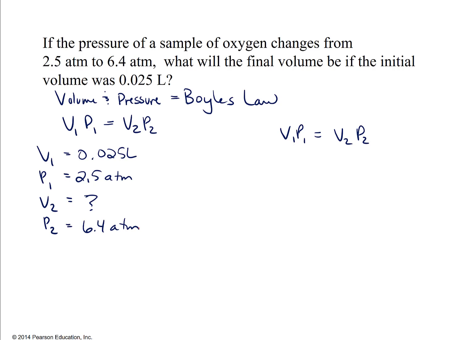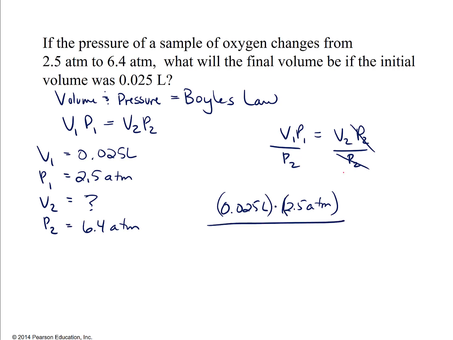All right. So I want to get V2 all by itself. Which do you move? So if you divide both sides, that'll cancel, moving it to the other side. So then it's just a matter of plugging them in. So 0.025 liters times 2.5 atmospheres divided by P2, 6.4 atmospheres.